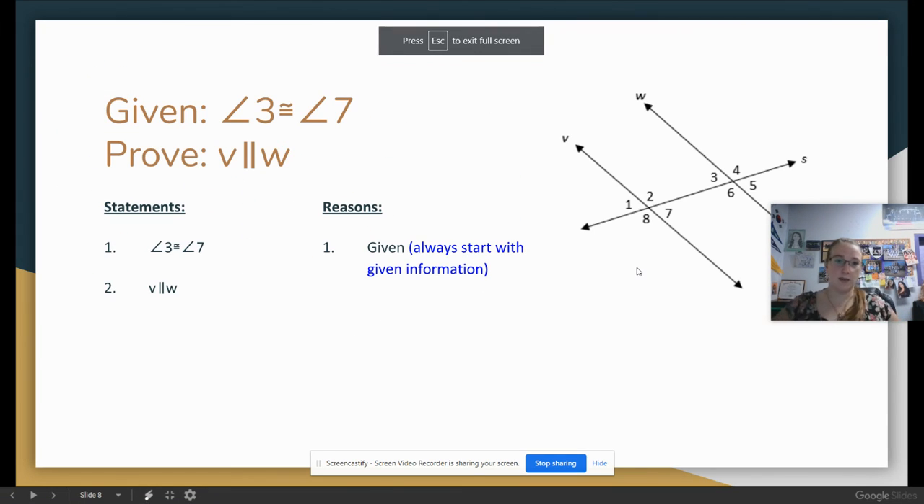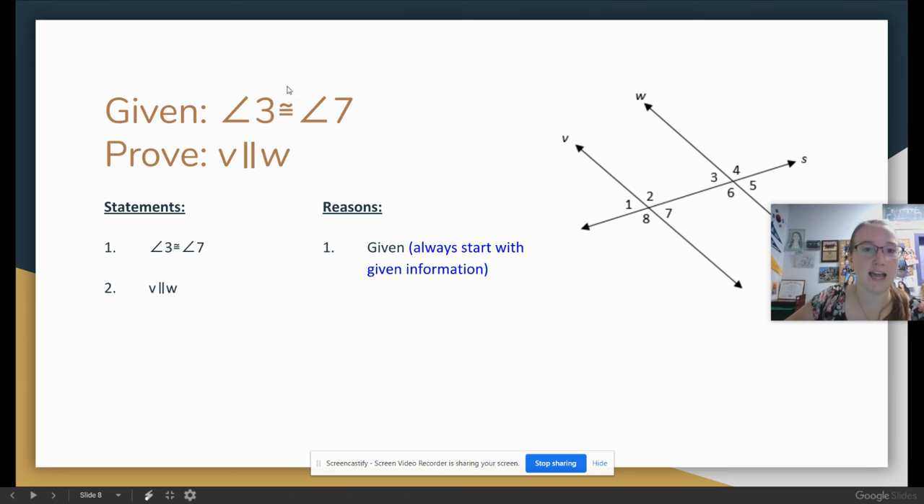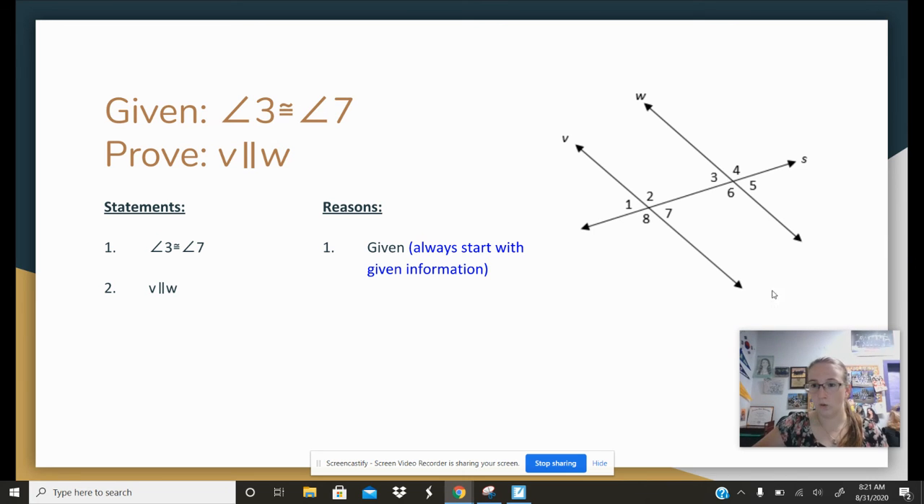So as an example here, we are given these angles are congruent. We are told angle 3 is congruent to angle 7. Notice our prove is, are these lines parallel? So make a note to yourself if you need to, write it down to emphasize. We know we will use a converse theorem if they say prove and then lines are parallel. This is V parallel to W.